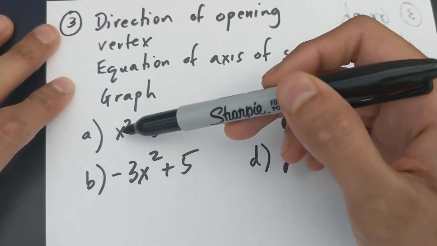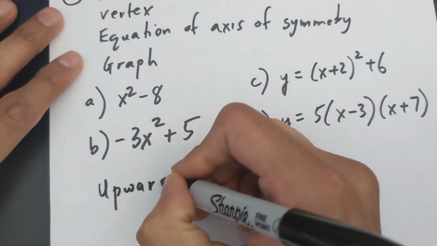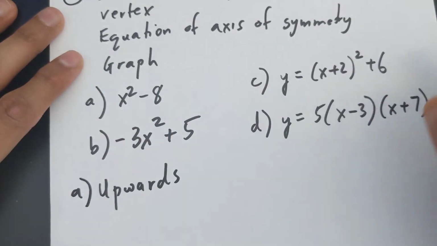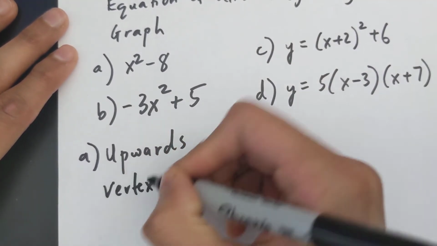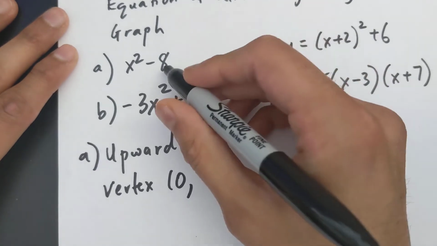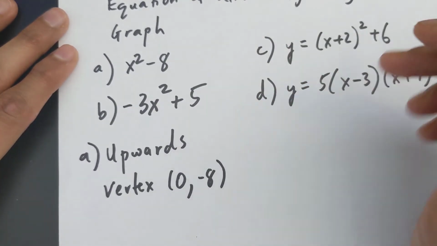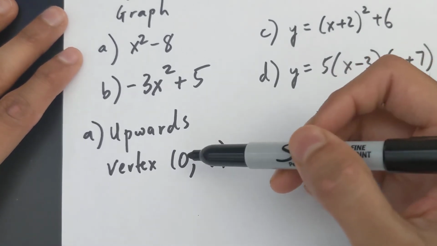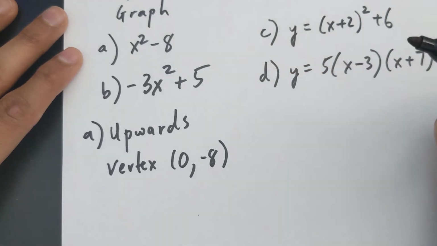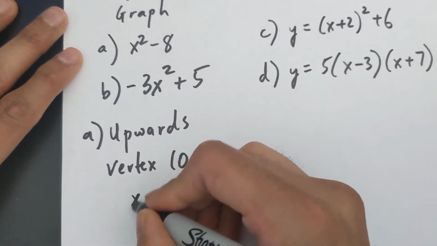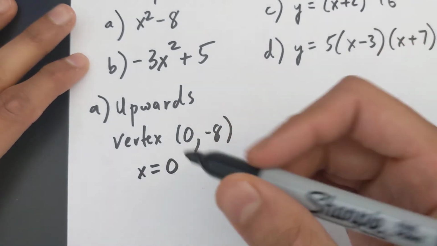Since the x squared is positive, the direction of opening is upwards. The vertex, like I mentioned, 0 x value, y value negative 8. Axis of symmetry, your axis of symmetry is always the x value of your vertex if you have vertex form, so x equals 0. And then finally, we're going to graph this function.